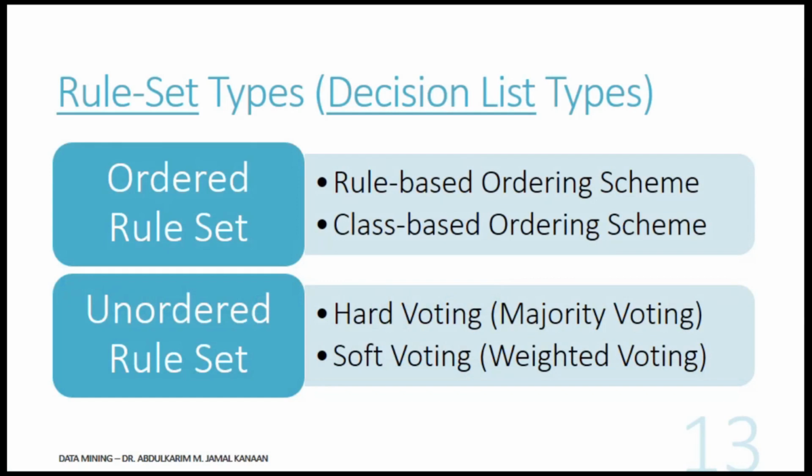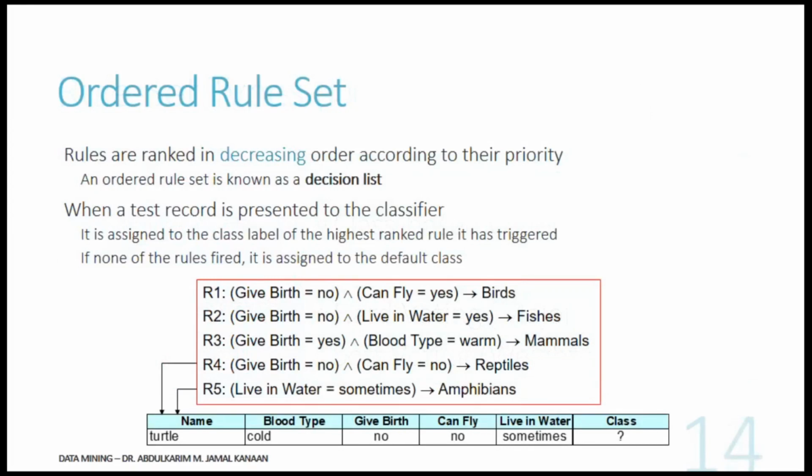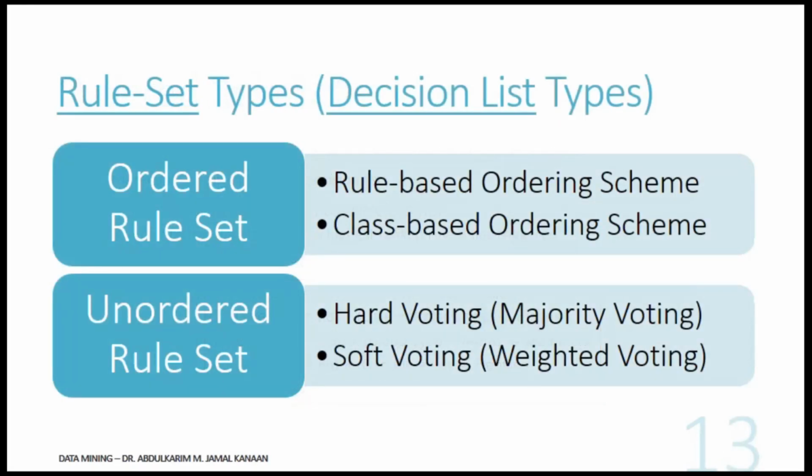As we said, we have two types of rule set: ordered or unordered. For an ordered rule set, we can use ordering. There are different ordering schemes: rule-based ordering or class-based ordering. For unordered, we can use hard voting or soft voting. So what do we mean by an ordered rule set? Let's take a look.